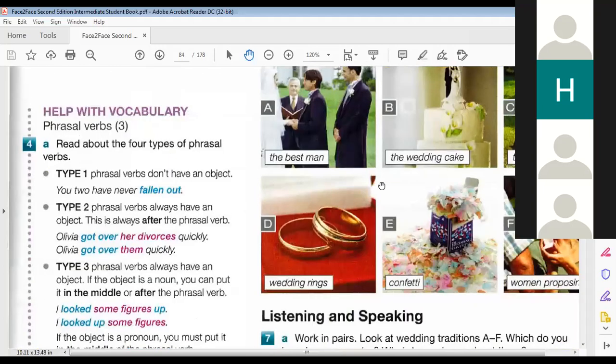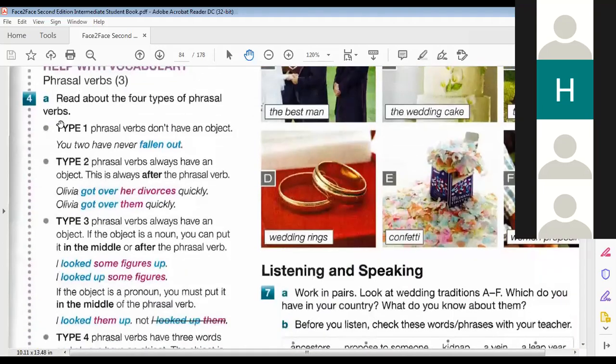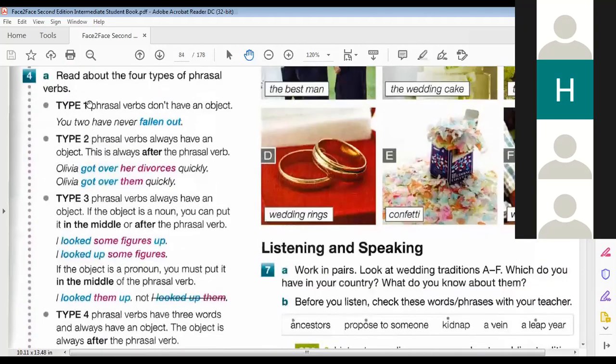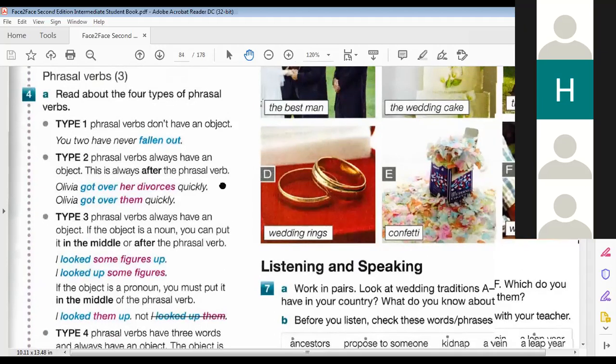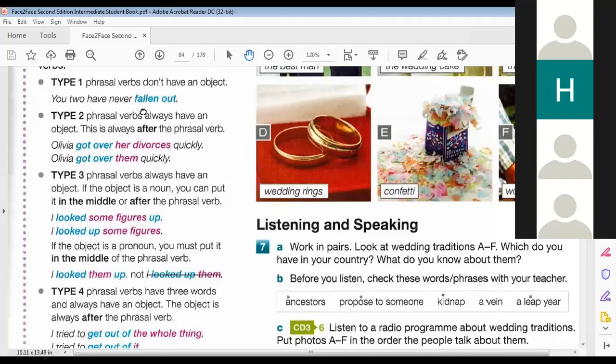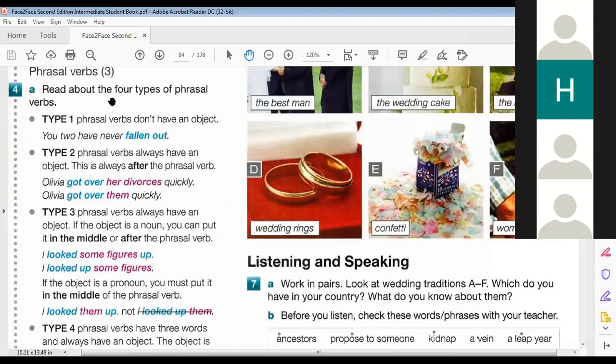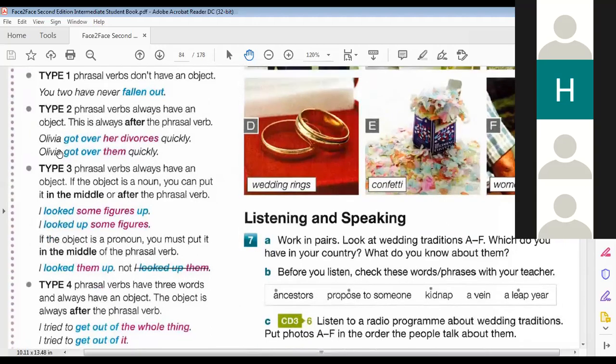Now, let's talk in detail about phrasal verbs. According to this exercise, we have 4 different types of phrasal verbs. So today we want to study phrasal verbs in detail. It says read about the 4 types of phrasal verbs. So let's take a look. The first one says this phrasal verb doesn't have an object. So in this type 1, it means no object. Can you see the example? You two have fallen out.